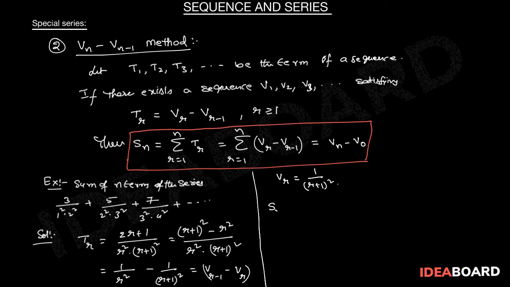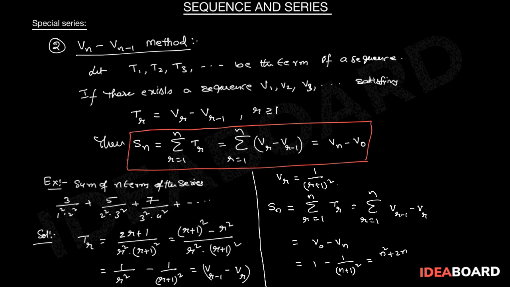Now the sum of n terms Sn equal to sigma r equal to 1 to n Tr, that equal to sigma r equal to 1 to n, here Tr is Vr minus 1 minus Vr, that equal to V naught minus Vn, that equal to, here V naught is 1 minus Vn is 1 by (n plus 1) whole square, that equal to (n square plus 2n) divided by (n plus 1) whole square.